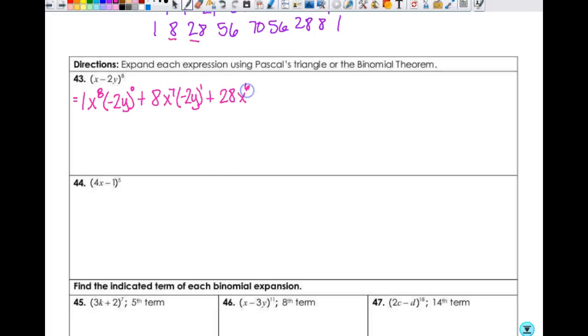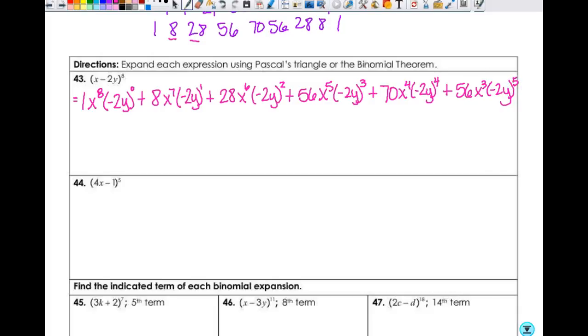28 x to the 6th times negative 2y to the 2nd, plus 56 times x to the 5th times negative 2y to the 3rd, plus 70 x to the 4th negative 2y to the 4th, plus 56 x to the 3rd negative 2y to the 5th, plus 28 x to the 2nd negative 2y to the 6th, plus 8 times x to the 1st times negative 2y to the 7th, plus 1 times x to the 0 times negative 2y to the 8th.